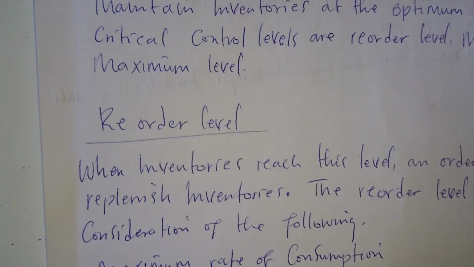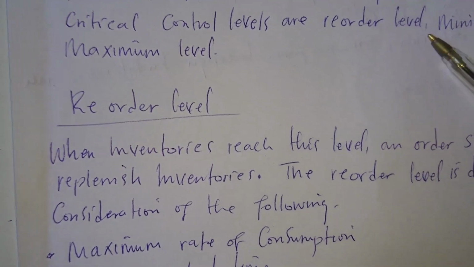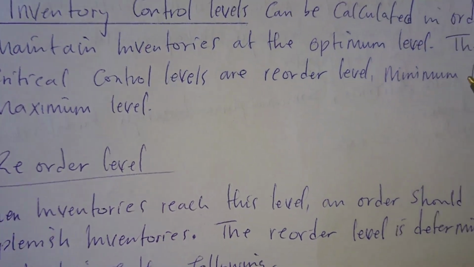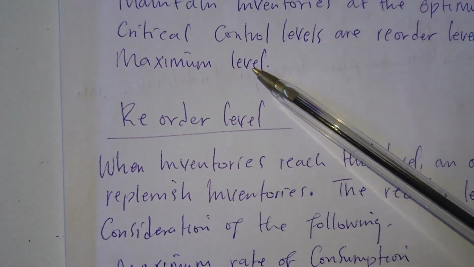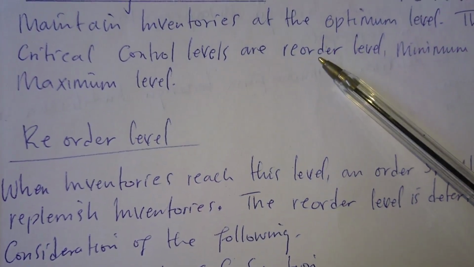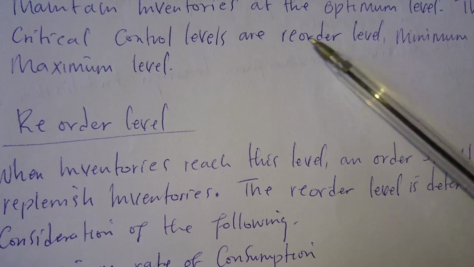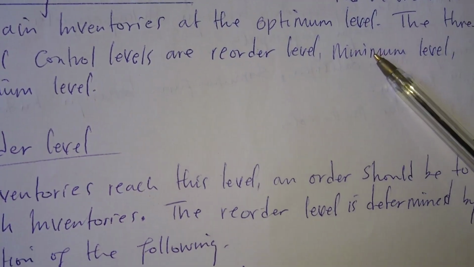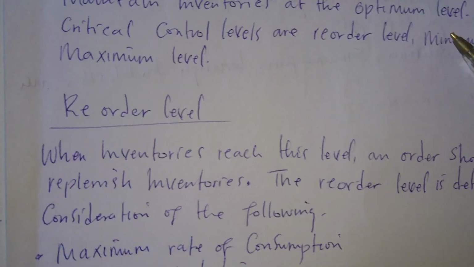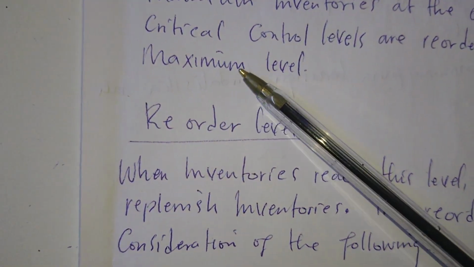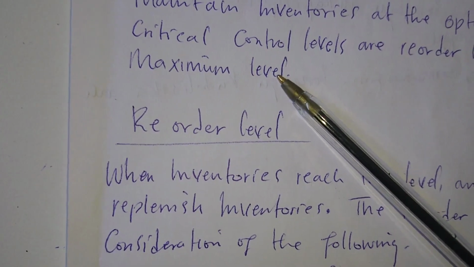So the three critical control levels are reorder level, minimum level, and maximum level. Okay. There is something which needs to be done when your inventory reaches the reorder level. You need to order, actually just by the term itself, reorder level. Minimum level, this will signal to you to say the inventories have run low and action must be taken. And then the same applies with the maximum level. This level signals to you to say you have too much of inventory which might lead to wastage.